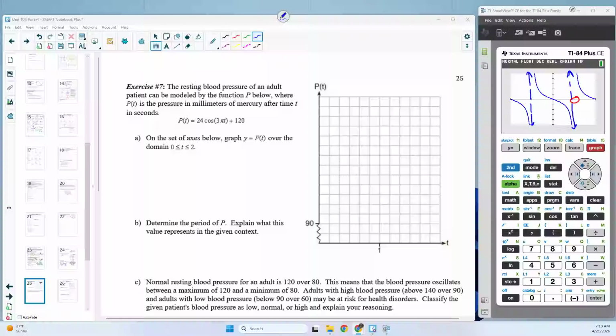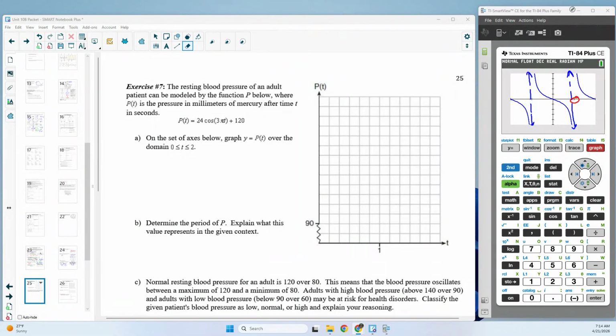To finish up, we're going to look at a graphing word problem. This one is about the blood pressure of an adult patient. We have a function, P of t equals 24 cosine of 3 pi t plus 120. So our first task is to graph this function.